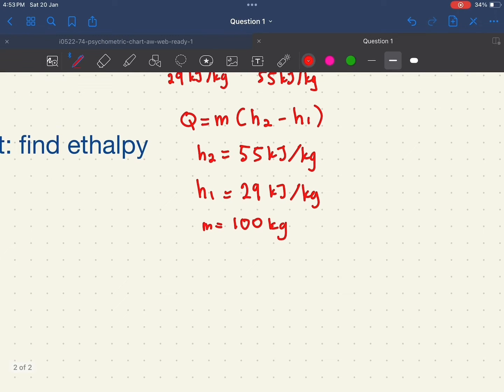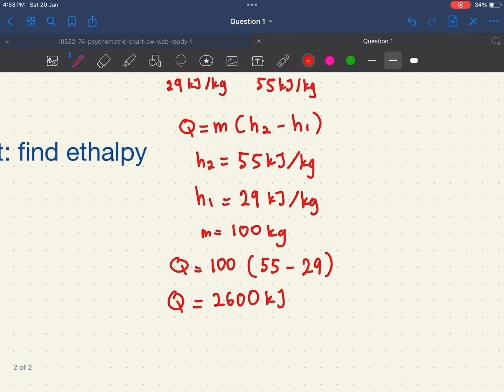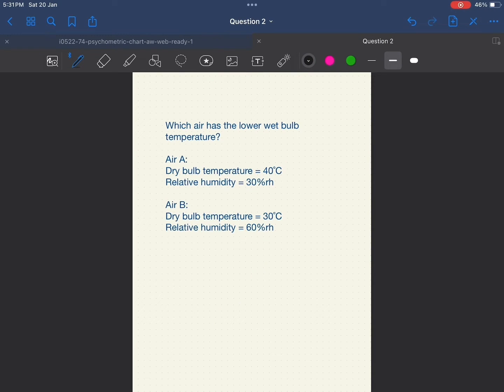And then put this information into the equation to find our heat, to find the Q. 55 minus 29, and we get our answer is 2600 kilojoule. This is the heat that is needed to raise the temperature from 10 degrees Celsius to 35 degrees Celsius. Let's move on with the third question.